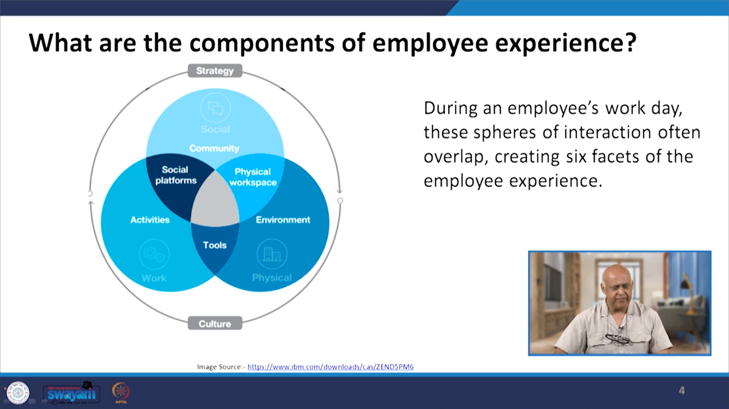When we talk about these strategies in the employee's workday, these spheres of interaction often overlap, creating 6 facets of the employee experience. And what are those 6 facets? First and foremost is community. In the case of community, there are the social platforms and the physical workplace, and the activities are performed on this social platform.